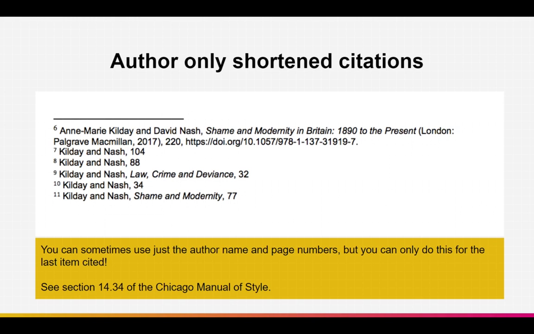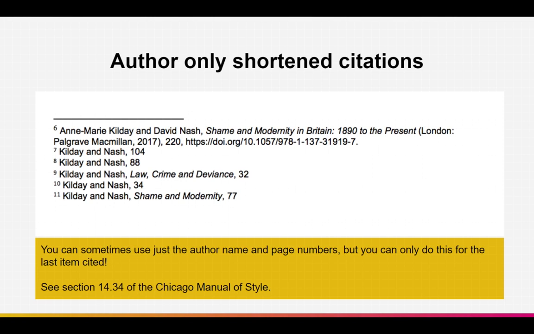Our first footnote here includes another source from Kilday and Nash, Shame and Modernity in Britain, 1890 to the present. We're citing this for the first time, so we include the full information. In the second footnote, we will just have Kilday and Nash, followed by the page number. We're citing this same source again, so we have that same format.